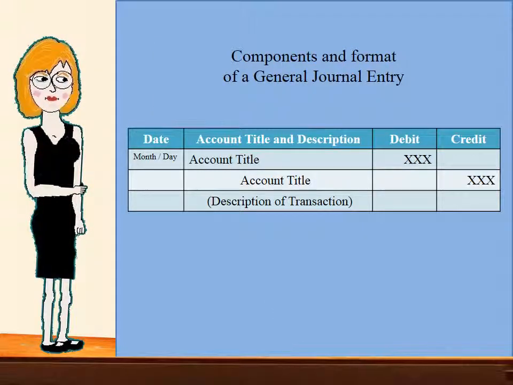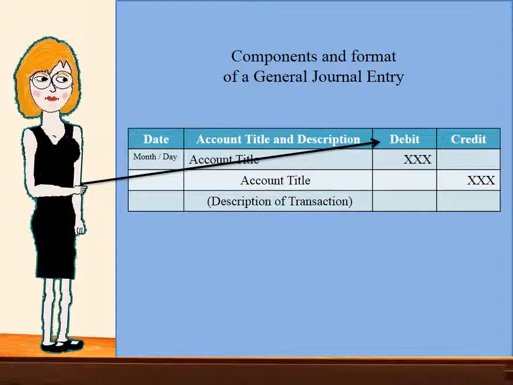Components and format of a general journal entry. We have a date column, which has the month and the day. We then have an accounts title and descriptions, where we have at least one account debited and one account credited. Note that the credited account is indented, while the debited account is up against the black line. Our third line will be a description of the transaction. Please keep that brief and to the point.